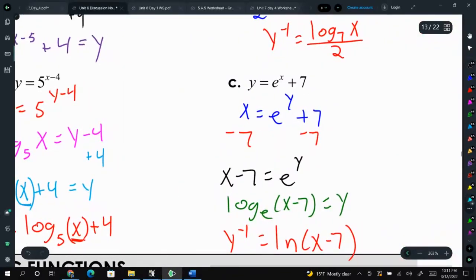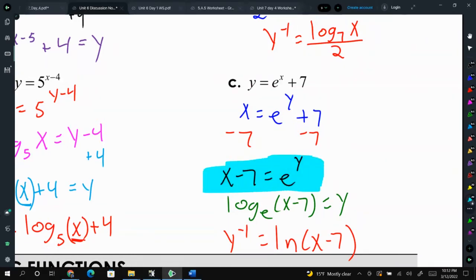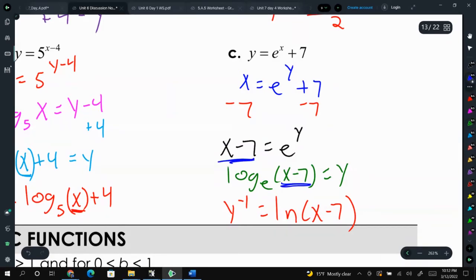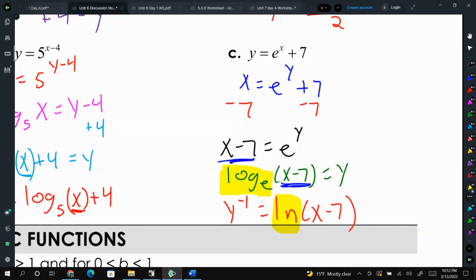With this one, hopefully you were able to make it at least down to this step. Then once you change this to a log, notice that the x minus 7 is by itself over on that left side. So that means it needed to go in parentheses once we change it to a log. And then lastly, I changed log base e to ln. You always want to do that. It's just more mathematically correct.